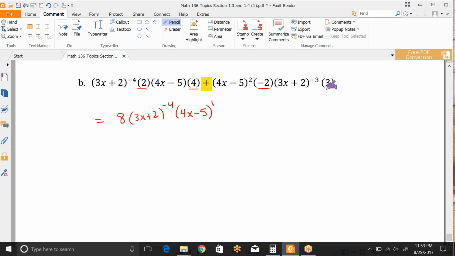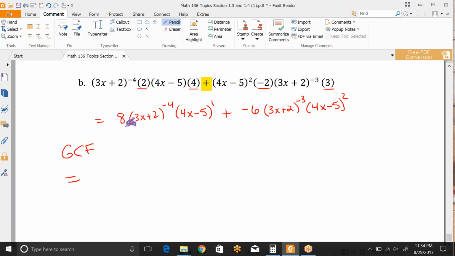On this side, I have a negative 2 and a 3 that are both monomials. So I get a negative 6. And then I still have a (3x+2), but this time it's to the negative 3, and a (4x-5) to the second. Once you have figured out how to simplify the monomials down, you then look for a large GCF to pull out.